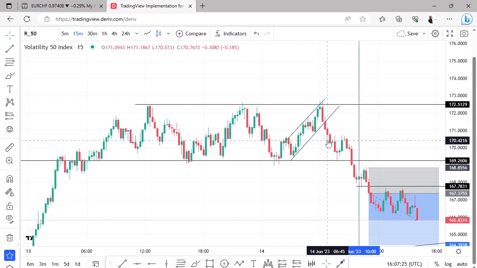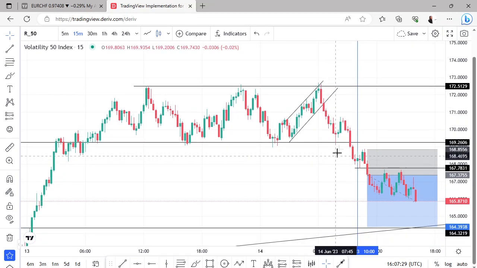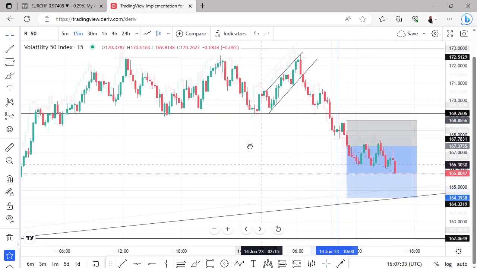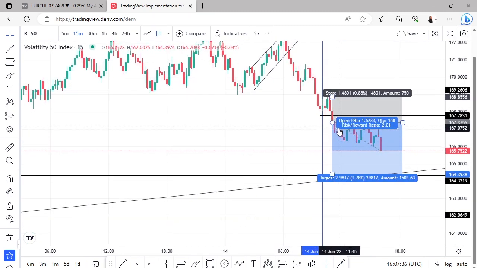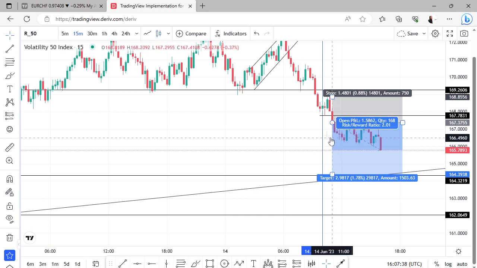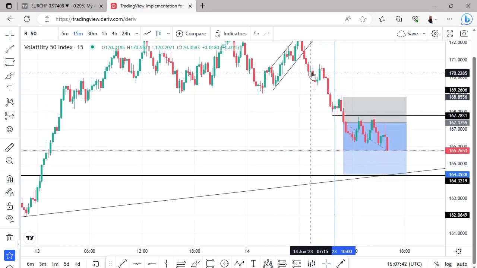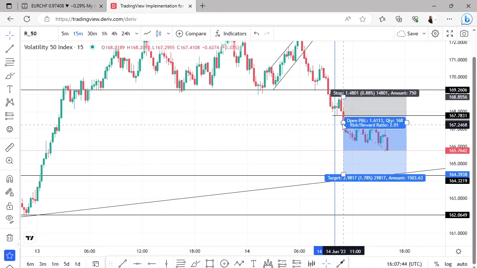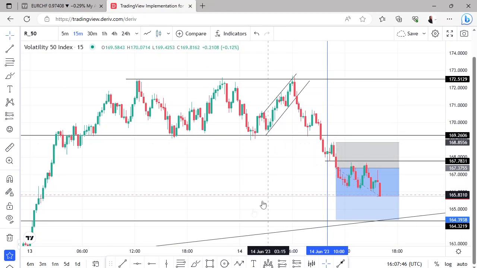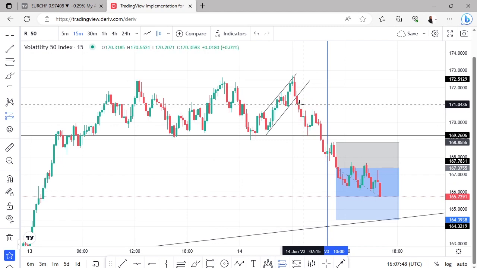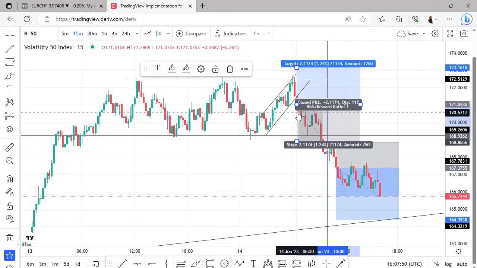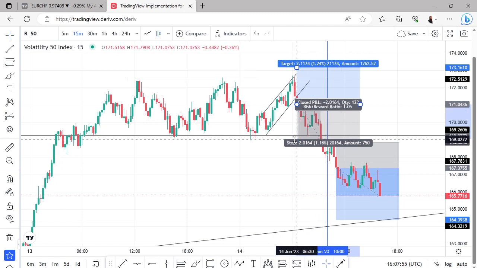Overall I would have entered right after the break, targeting this area over here, then that's why I exit. Then after the break I would have entered here. Today I actually didn't open these trades, but overall if I wanted to trade I would have entered here and also entered here. This would be the first trade of today.